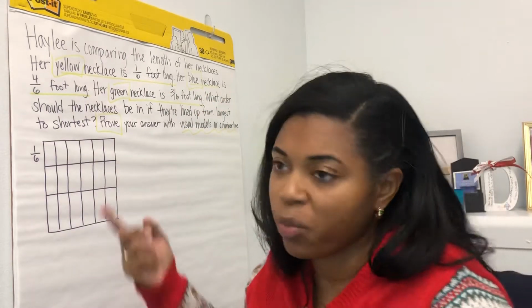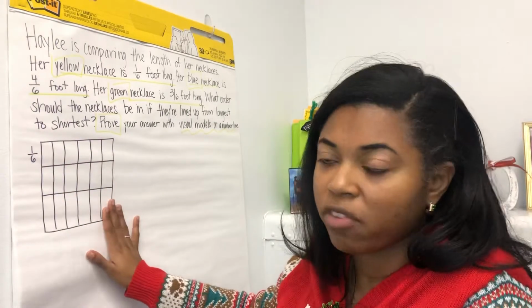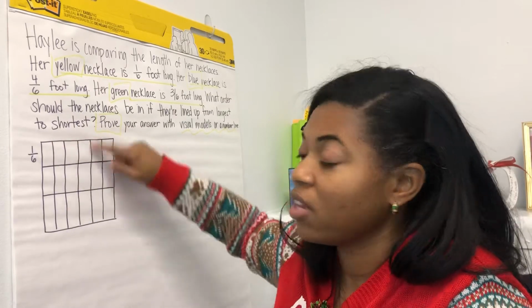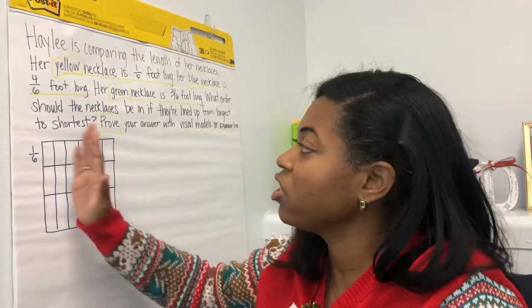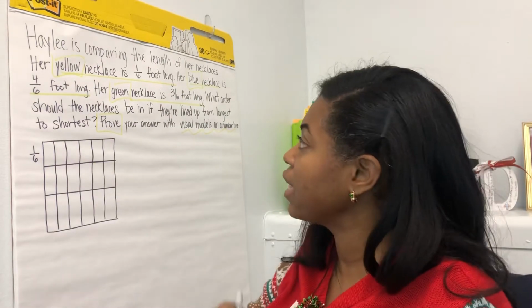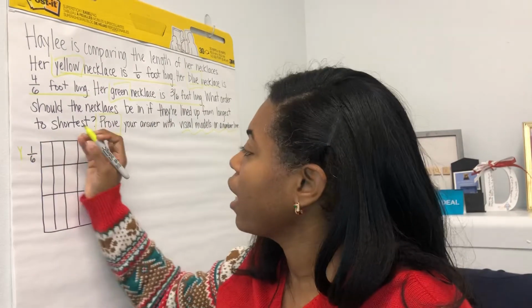Now I need to just prove it with a visual model. I already started here with a visual model. I partitioned it into 6. First I partitioned it into thirds, and then used what I know about doubling to partition each third again to make 6. Now I'm ready to show the fraction. This is 1/6 and this is the yellow. And I'm just going to shade in 1.